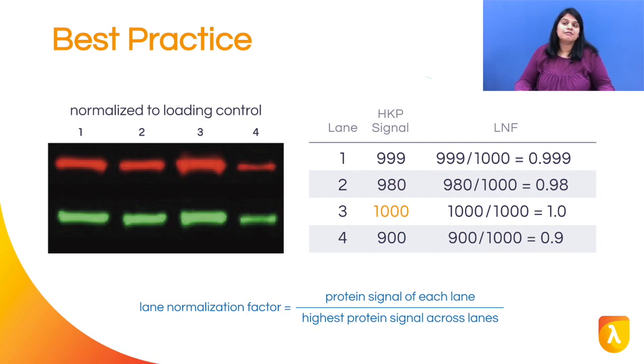This step of dividing the signal values by the highest signal value is critical to calculate normalized signal values, which in turn will generate accurate and reproducible Western blot data.